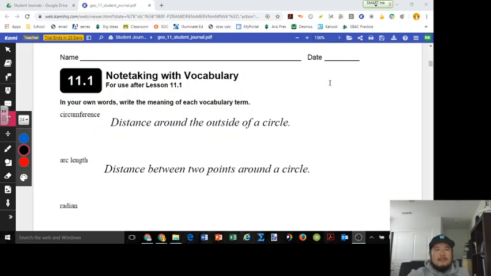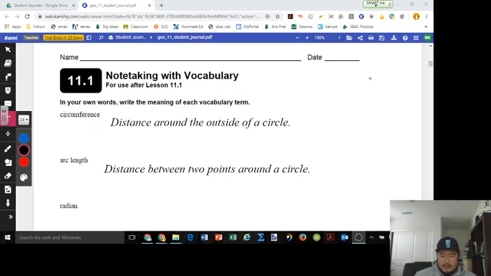11.1 is circumference and arc length of circles. And what we're going to start off with are a few vocabulary terms. The first one is circumference. You should know what it is already from Algebra 1. And the official definition we could use is distance around the outside of a circle.